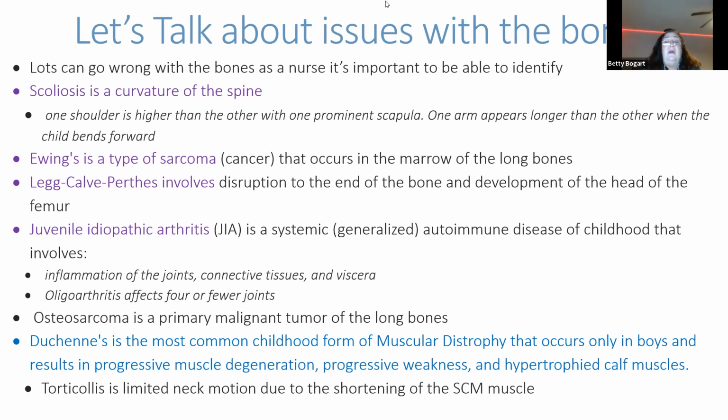JIA, a systemic autoimmune disease. I've not made it a secret, I don't have juvenile, but I have rheumatoid arthritis. It's autoimmune, an inflammation of the joints, connective tissue, and viscera. And it hurts. Your joints are swollen, they're tender, they can get deformed. Oligoarthritis is when you only see it in a couple places, like 4 or fewer joints. These children are stiff in the morning, and they really need to exercise to keep those joints moving.